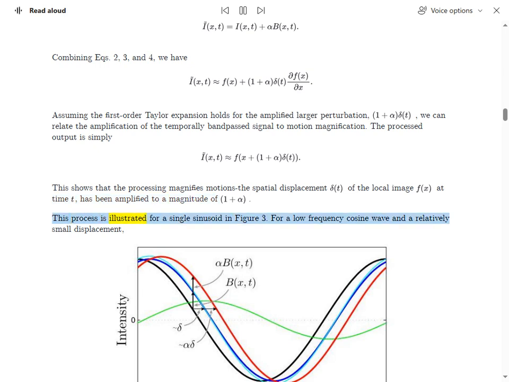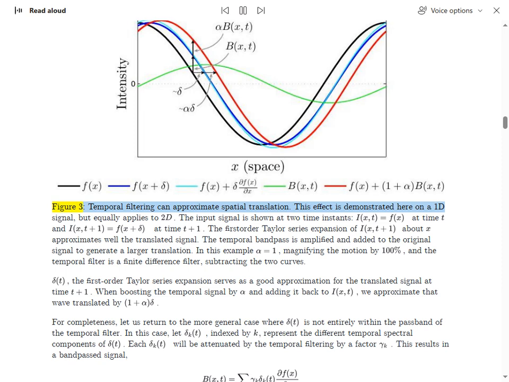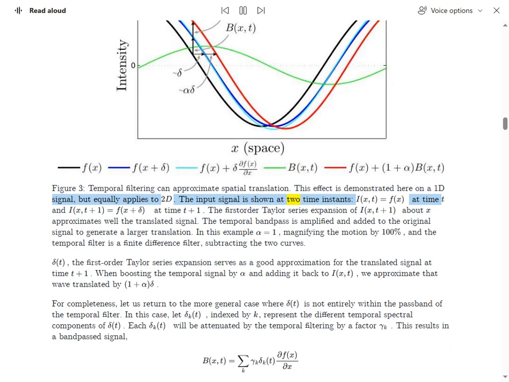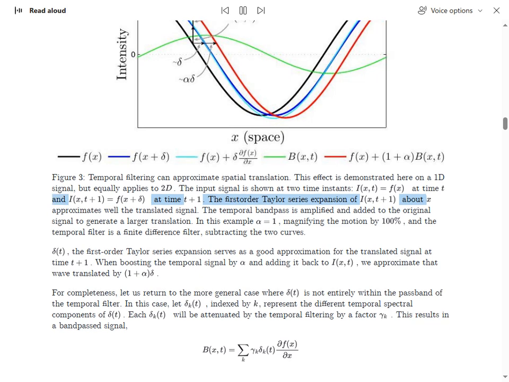This process is illustrated for a single sinusoid in Figure 3, for a low-frequency cosine wave and a relatively small displacement. Figure 3. Temporal filtering can approximate spatial translation. This effect is demonstrated here on a 1D signal, but equally applies to 2D. The input signal is shown at two time instants, I(x, t) equals f(x) at time t, and I(x, t+1) equals f(x + δ) at time t+1. The first-order Taylor series expansion of I(x, t+1) about x approximates well the translated signal.